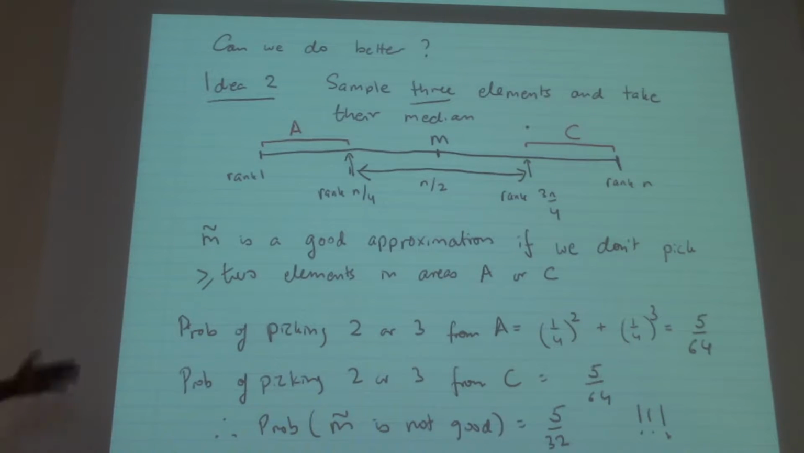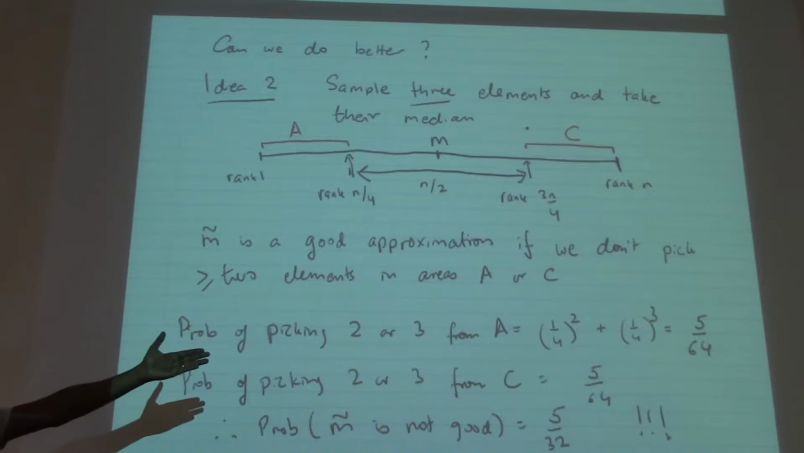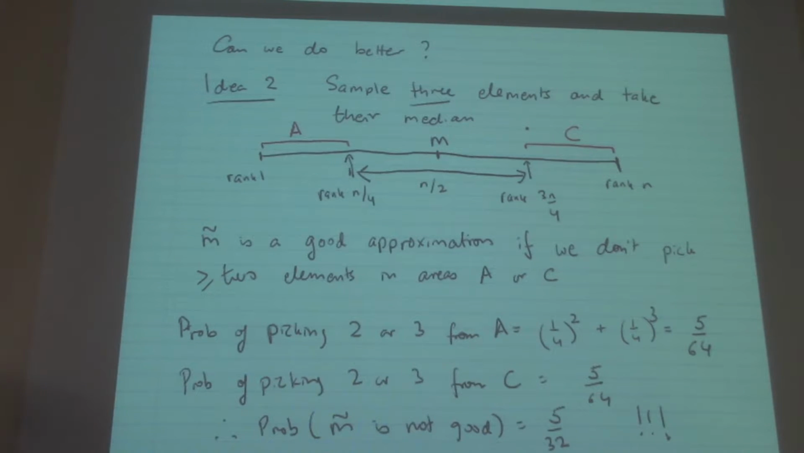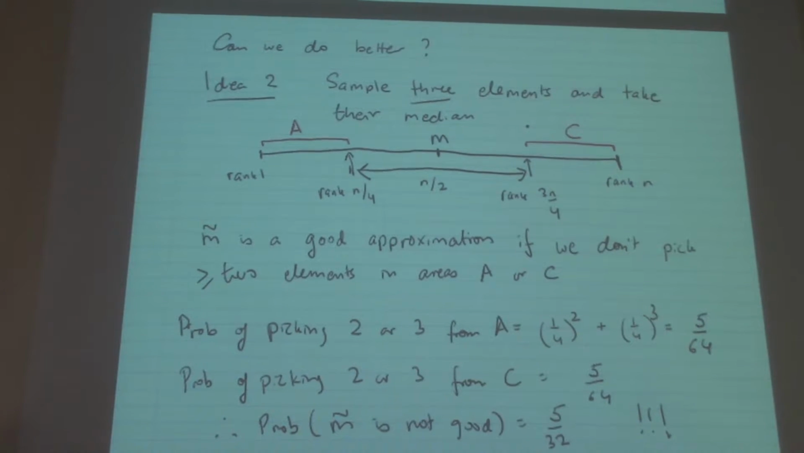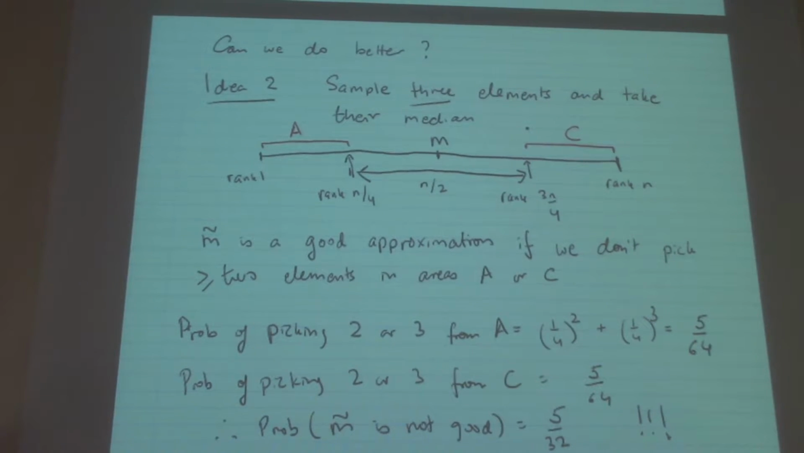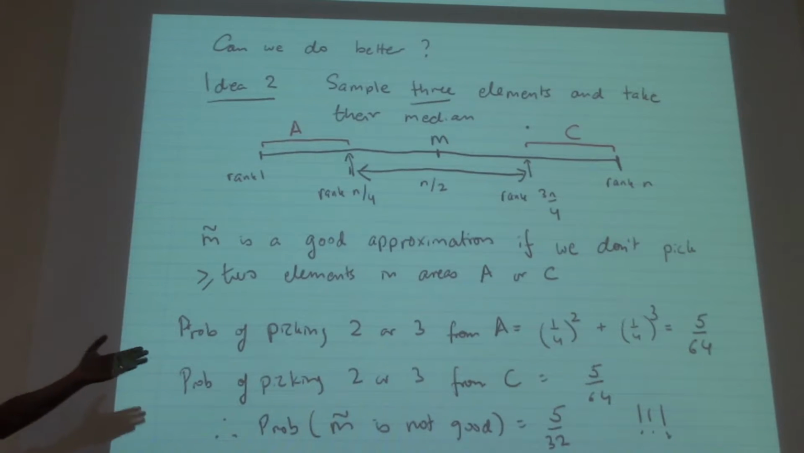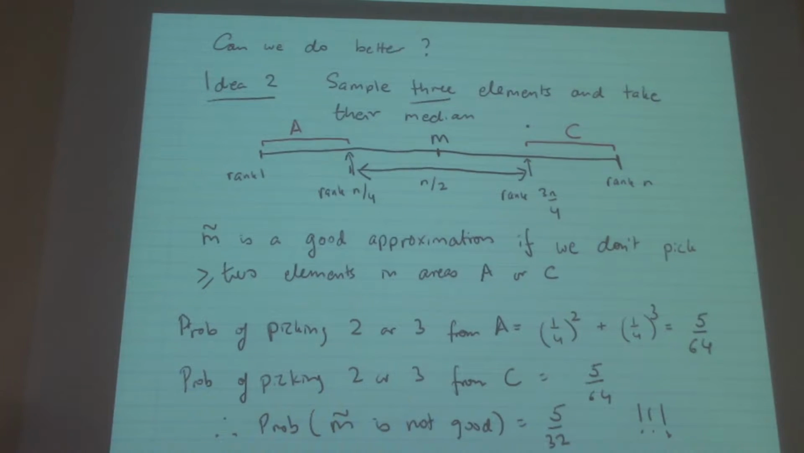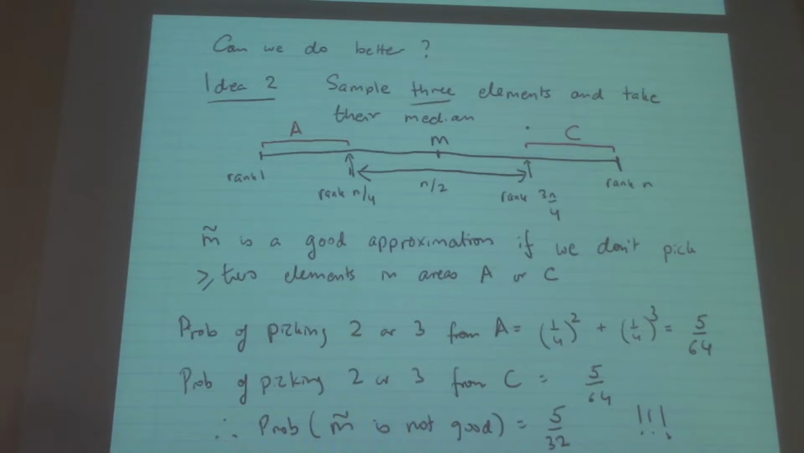Let's do the calculation. What is the probability of picking 2 or 3 elements from A? Well, it has 1/4 of the set in it, right? So the probability of picking one element is 1/4. The probability of picking 2 elements is 1/4 squared, and if you want to pick 3, it's 1/4 cubed. Either of these two things could happen. I'm going to be lazy, so I'm just going to add these two things. This is double counting, but I don't care. So it's less than or equal to that.